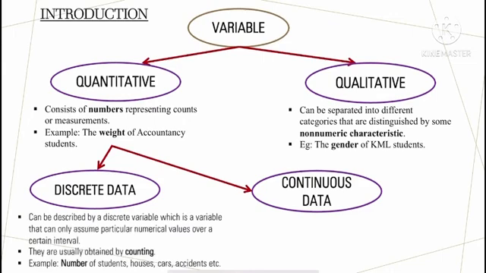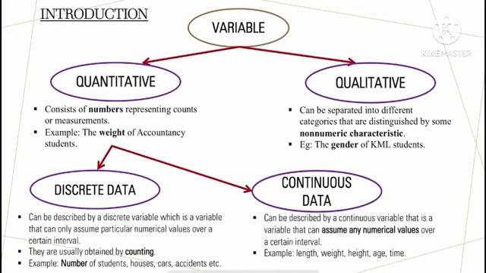Discrete data can be described by a discrete variable, which is a variable that can only assume particular numerical values over a certain interval. They are usually obtained by counting, for example, the number of students, the number of houses, cars, accidents, and etc.